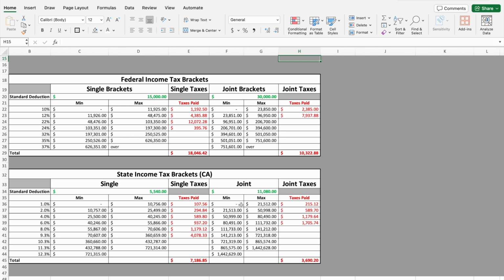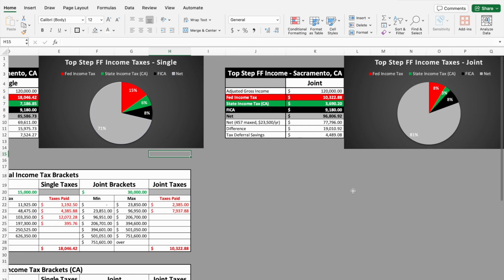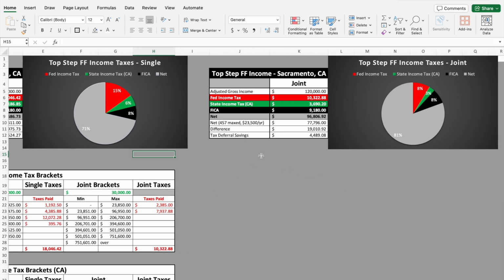So again, numbers are higher. All of this is roughly double what this other one is. Paying 1% between these two numbers, they're paying 2% between these two numbers, the difference of these numbers, and so on and so forth. So the total amount of state taxes is only $3,600. Again, significantly less. If we come up here, we see that those numbers have applied over to here.